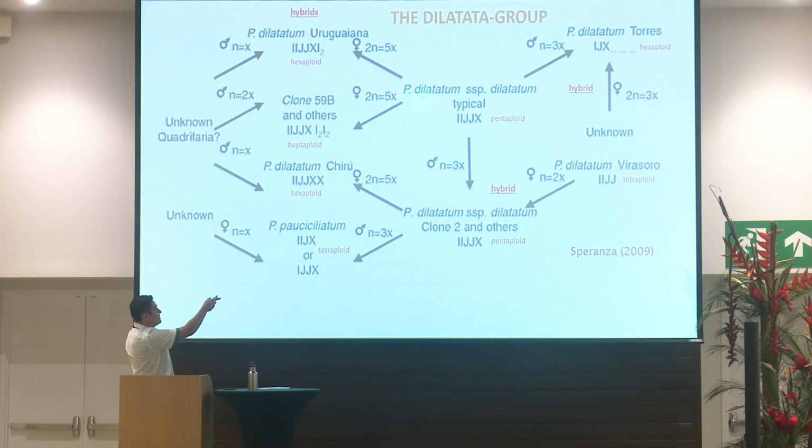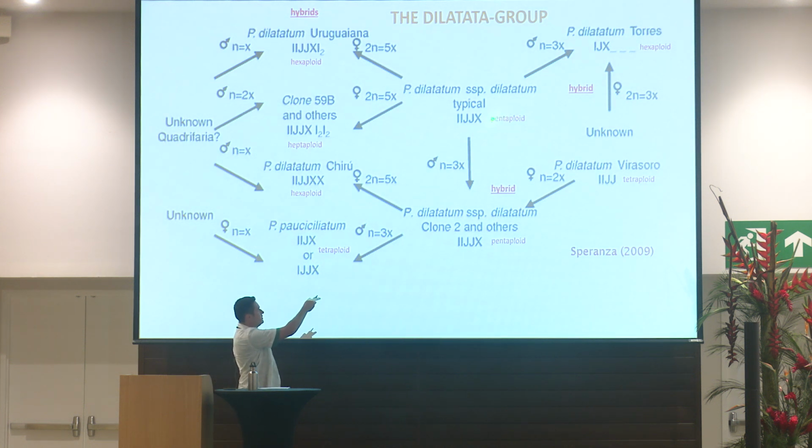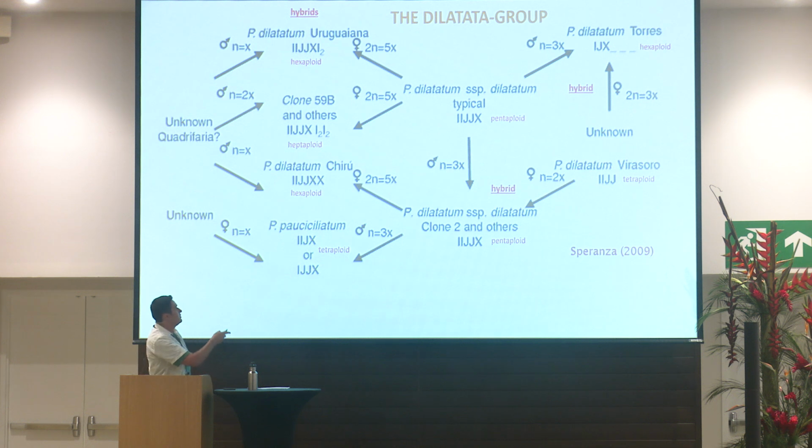So please take a look at here. This is Paspalum dilatatum, the subspecies dilatatum. This is the typical one. And we notice this is a pentaploid here, so genomes I, J, and X, okay? So look here that we have several entities of hybrid origin.